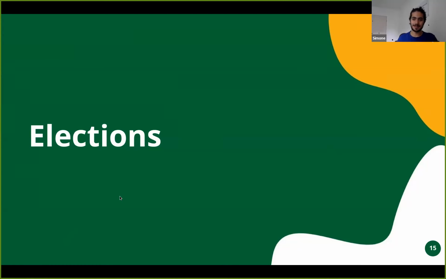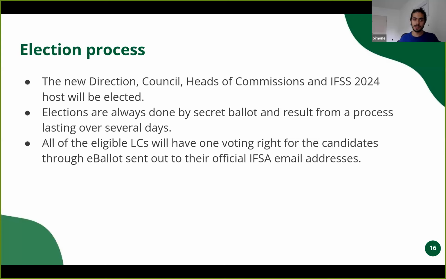So we can move to the next part, which is the elections at the GA. So what's the election process? I say again, the directors and country coordinators, which together make the board, the heads of commissions and the FSLC are going to be elected at the GA. We're going to have this secret ballot that is happening between GA sessions. Every LC has one right to vote and one vote, and they have this e-ballot sent to the email address.